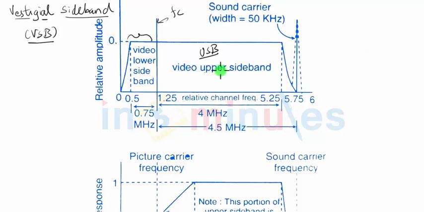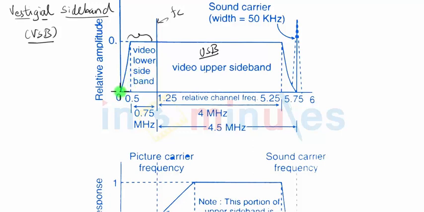You can see any TV signal will consist of two types of information signals. One will be the video signal and one will be the sound signal. So basically the video signal will use amplitude modulation, and to be precise, it will use vestigial sideband modulation. So you can see the video upper sideband is taken completely at the output side, and a very small part of the video lower sideband is also taken.